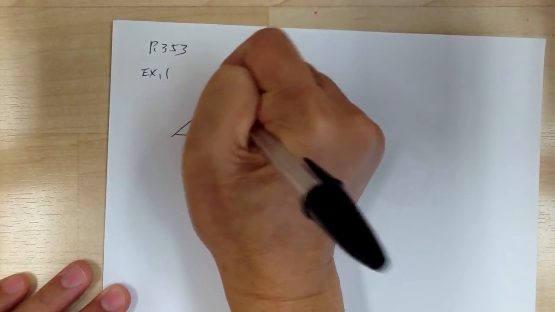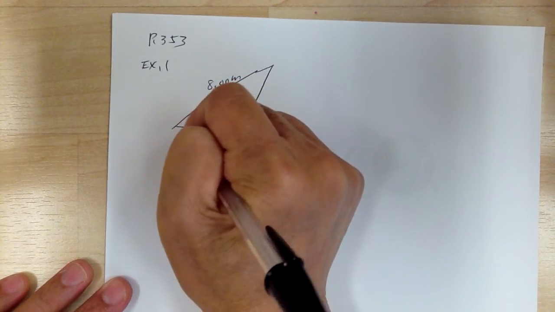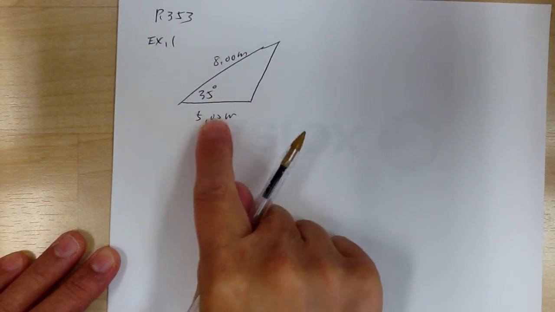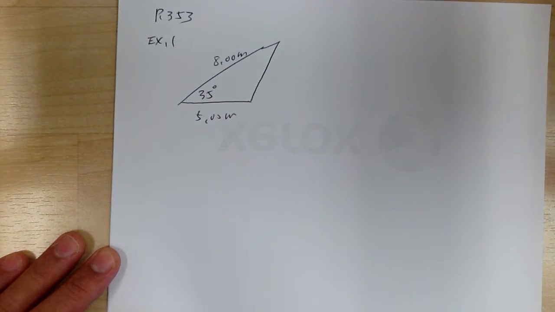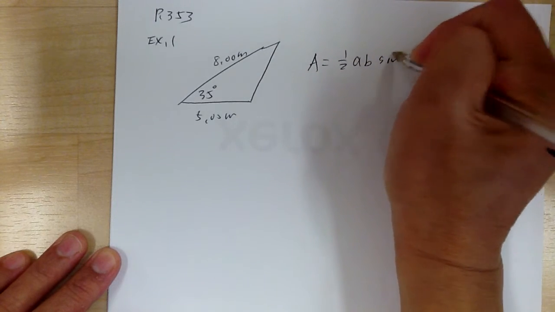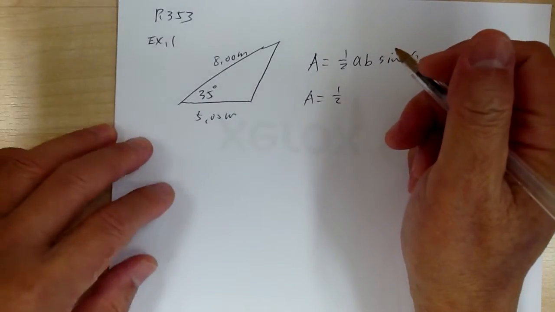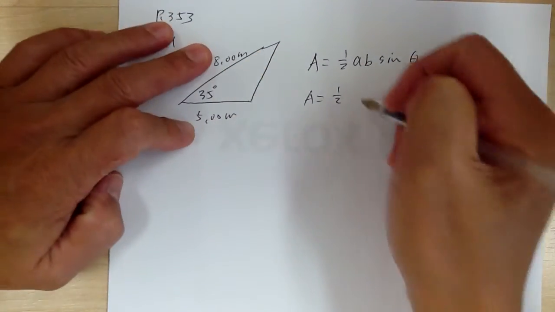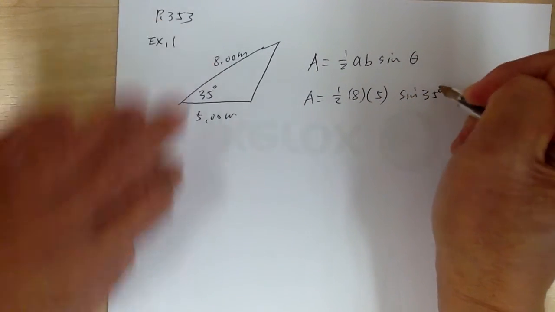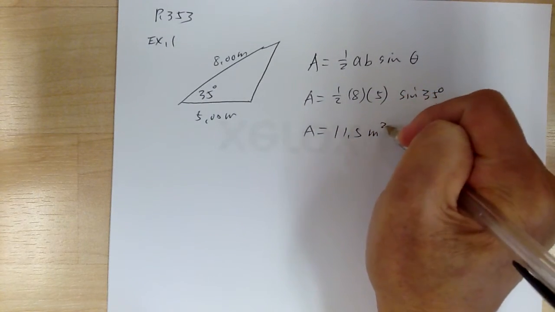You have this triangle: 8.00 meters, 35 degrees, and 5.00 meters. This one had two sides and the angle in between, so this is the second situation. Area equals 1/2 AB sine theta. It doesn't matter which is A and which is B, as long as that angle is in between. So you get 8 times 5 times sine of 35 degrees. Enter it in your calculator, work it out, and you get 11.5 meters squared, and that's it.